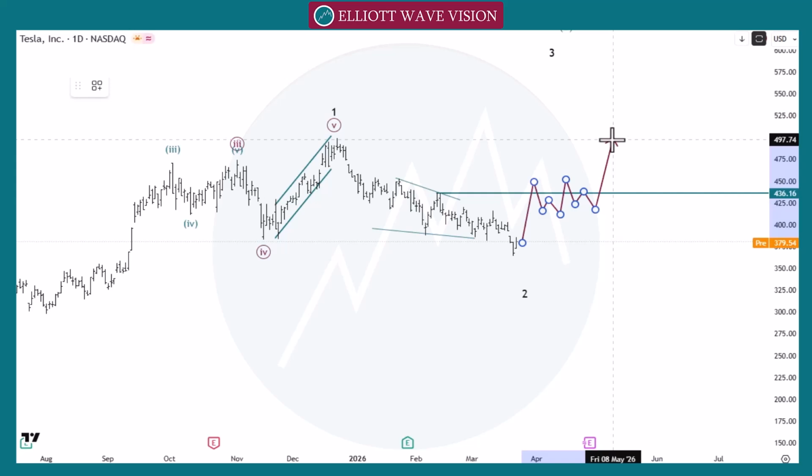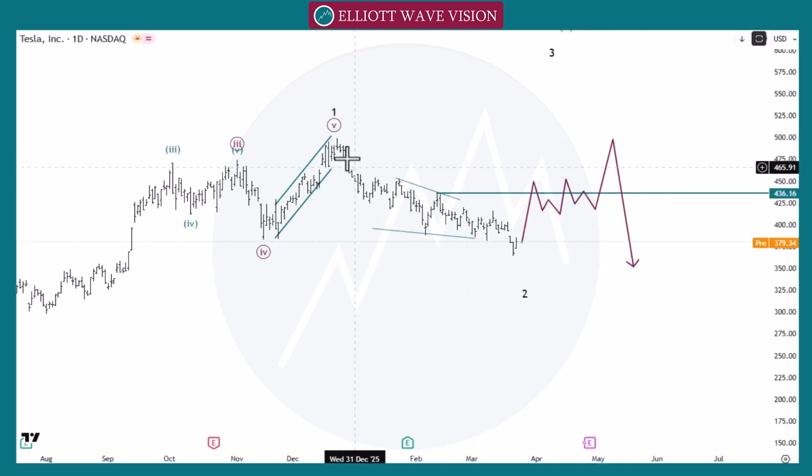After this 500, it's possible market may give us this last leg. Then we count this move as a B and C, W, then X and then Y, or A, B and C as a flat pattern. If market crosses this 450 and gives us the pattern, then we'll go towards the 500.